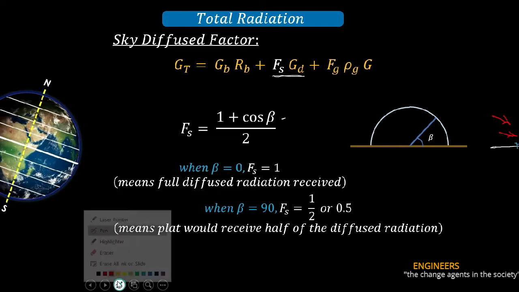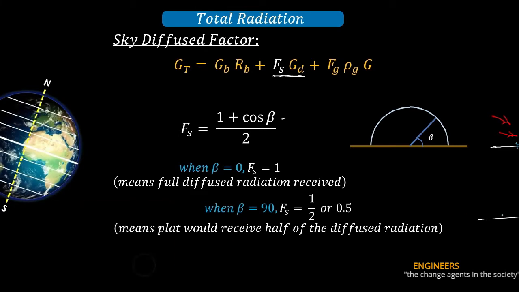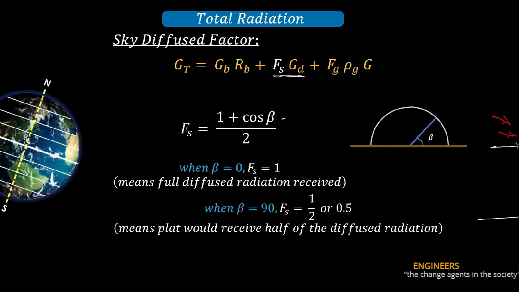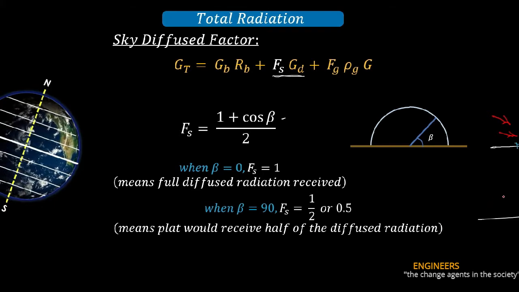Now if we consider that this photovoltaic module or solar thermal collector is placed vertically on the surface, in this case beta is going to be 90 degrees. So cos 90 means 0. So the photovoltaic module or the solar thermal collector, if this is the face of the collector, would be receiving half of the radiation coming from the sky.